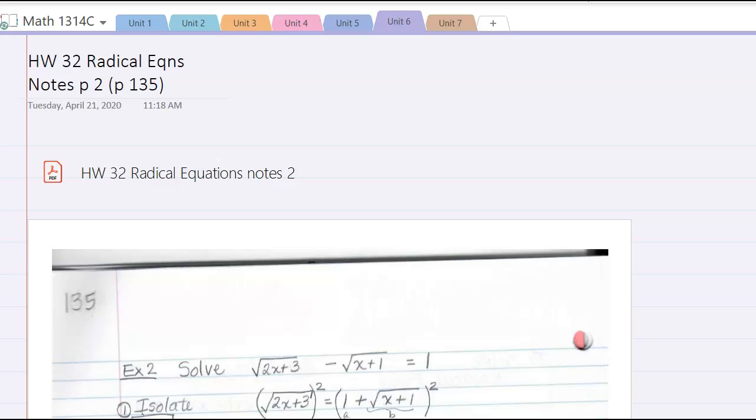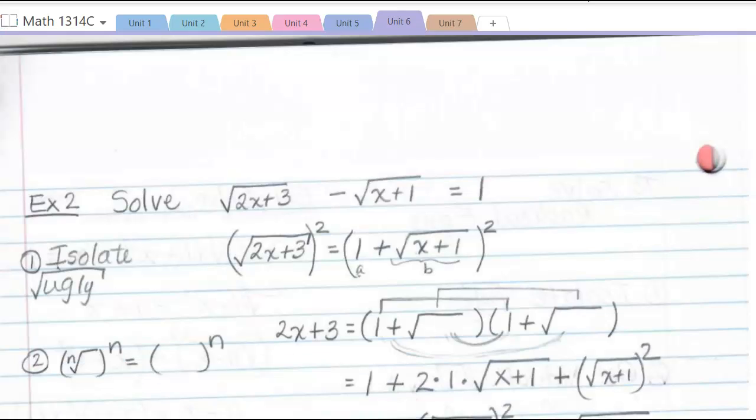This video will cover the second page of notes on the topic of radical equations. Let's start with example number 2. Our job is to solve the equation square root of 2x plus 3 minus the square root of x plus 1, and that's equal to 1.